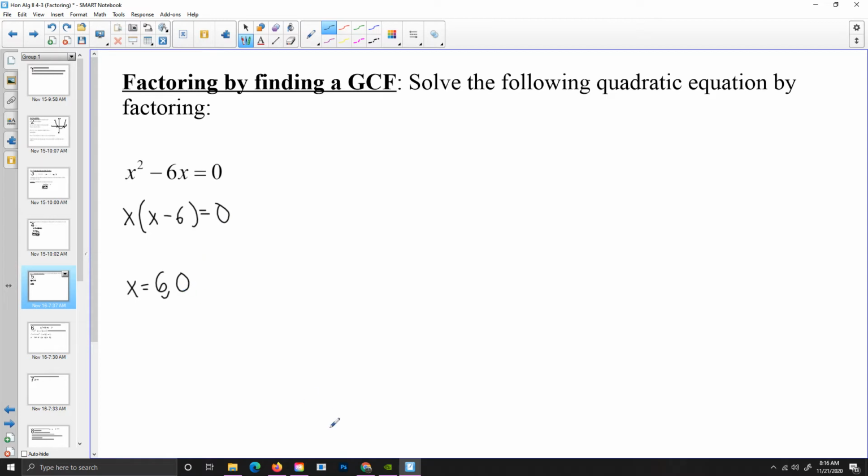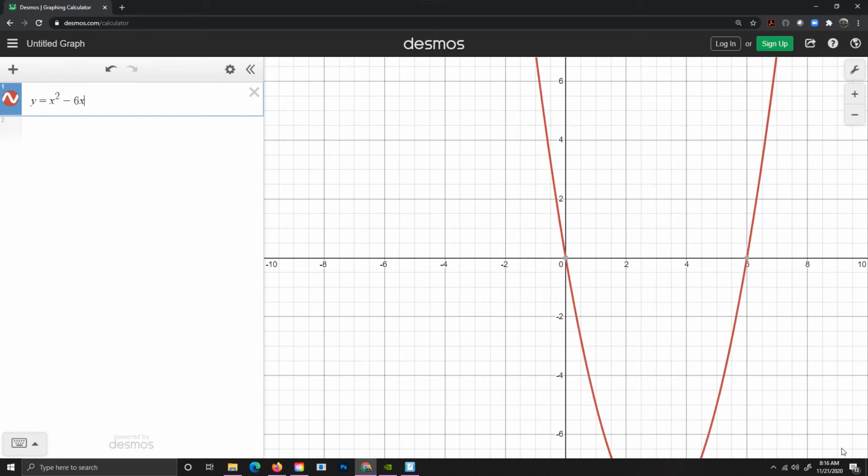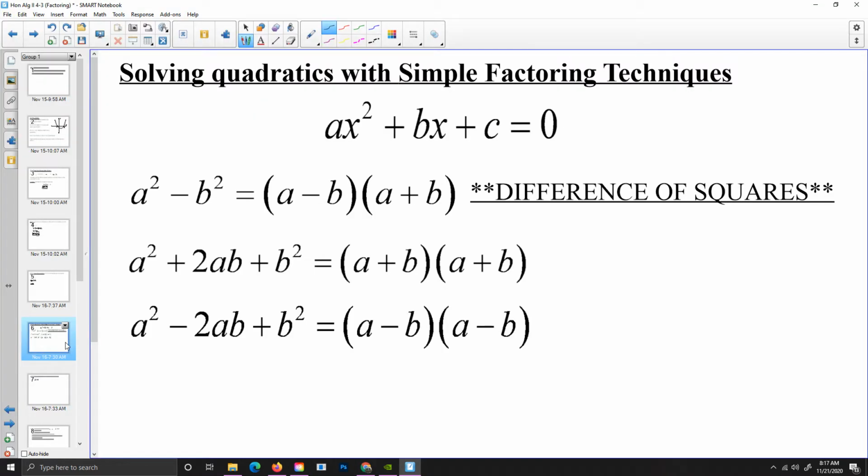And if you're unsure, you can always go to Desmos and go y equals x squared, right arrow, minus 6x. We can click on each of these two intercepts and we see 0 makes the function 0 and 6 makes the function equal to 0. Solving quadratics with simple factoring techniques.